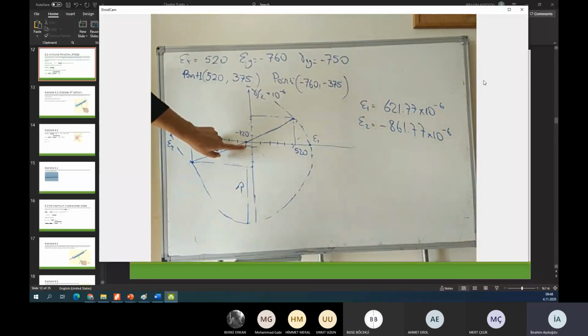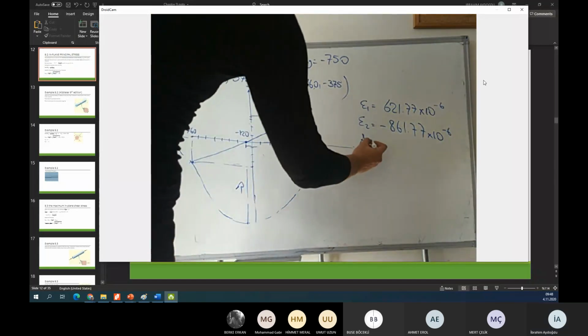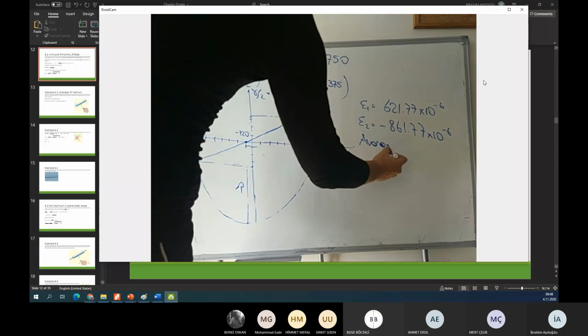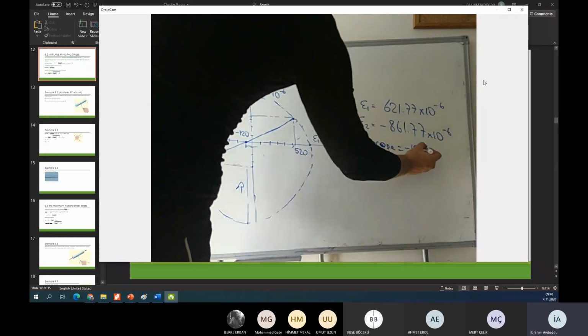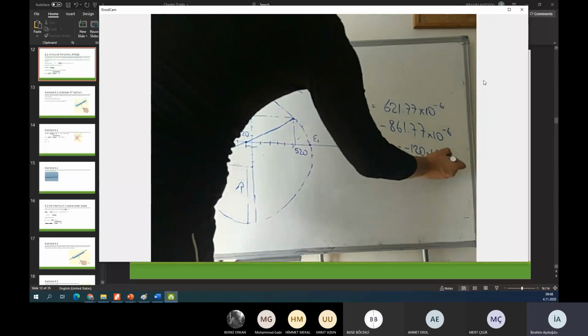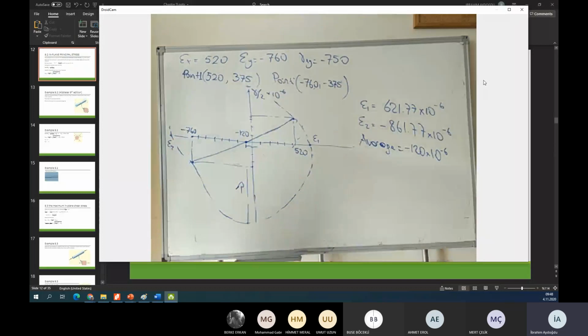Also, the average of the strain, you can see in the graphic, is the centroid of the Mohr circle. The average is minus 120 times 10 to the power minus 6.